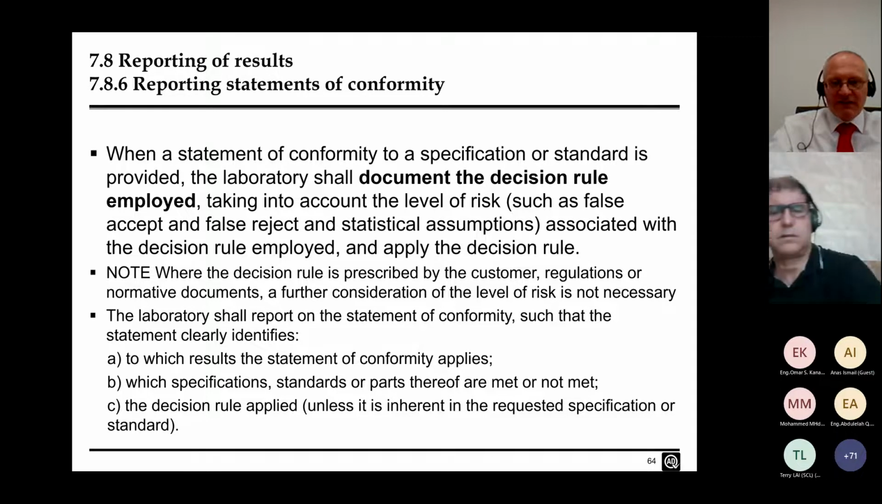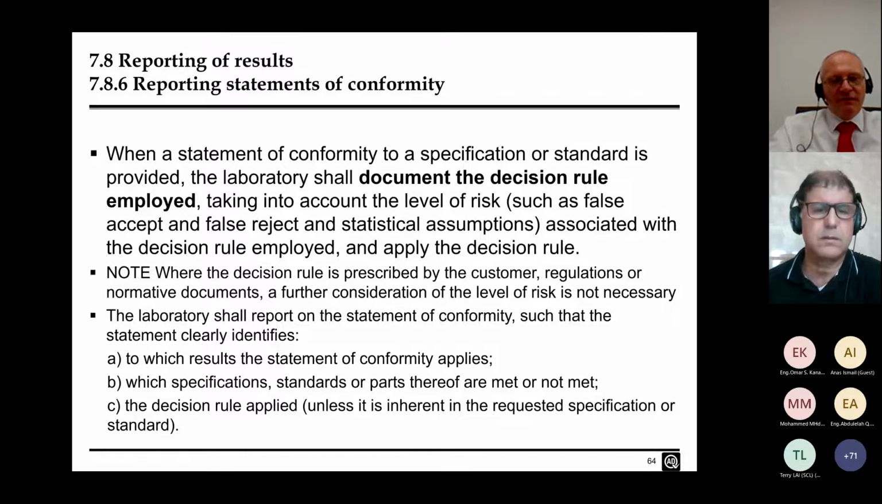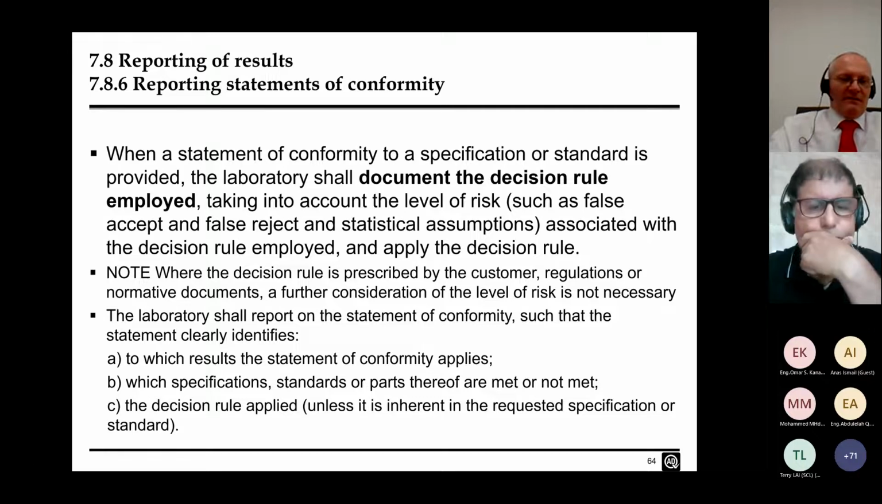So the first thing I'm going to tell you about this is this is wrong. I don't believe that you're taking into account the level of risk. Risk, as you will, I think, learn tomorrow, is about probability and impact. If you go into the standards about this, we're not talking about impact. We don't know what the customer's using it for, or how the risk of false acceptance is really implemented. But we understand the probability. That's a statistical thing to do with our measurements. So I believe this should say taking into account the probability of false acceptance and false rejection associated with the decision rule applied.